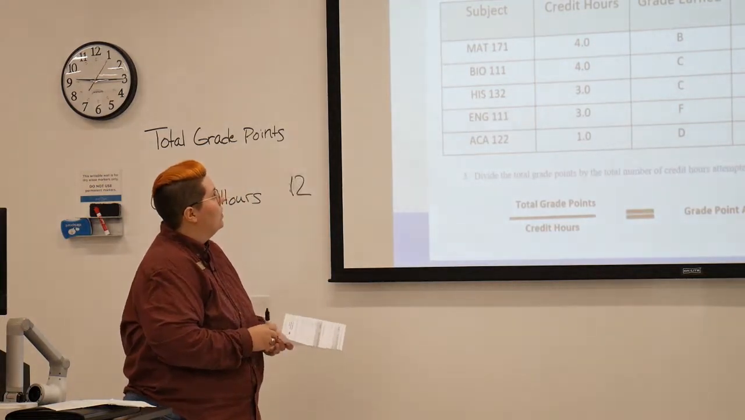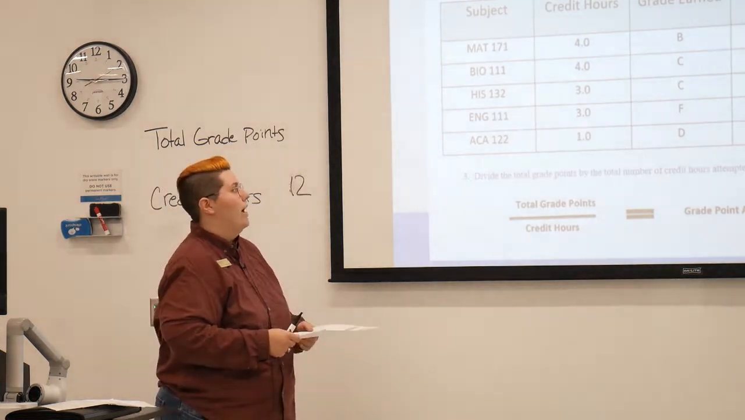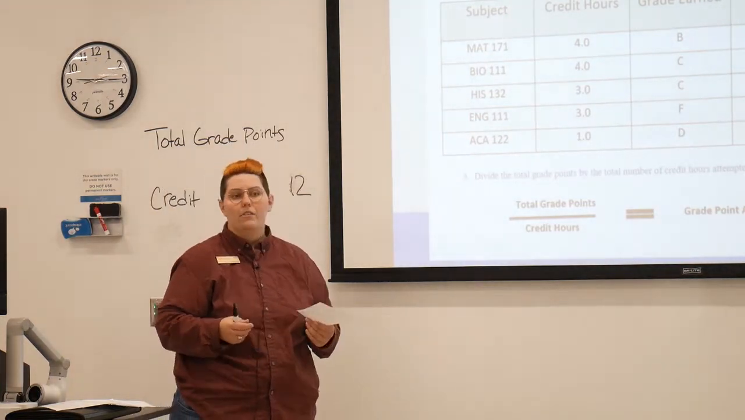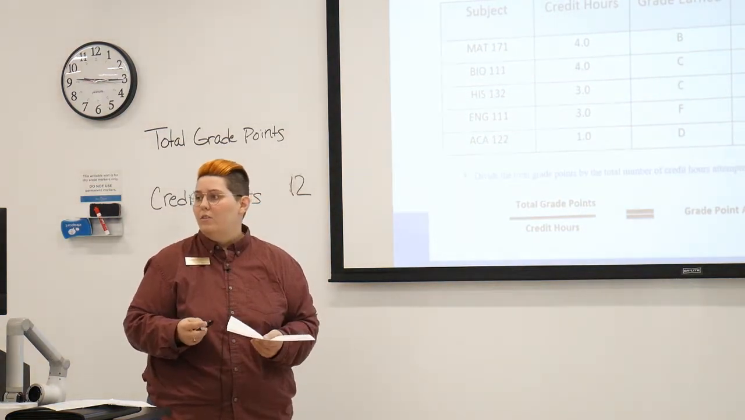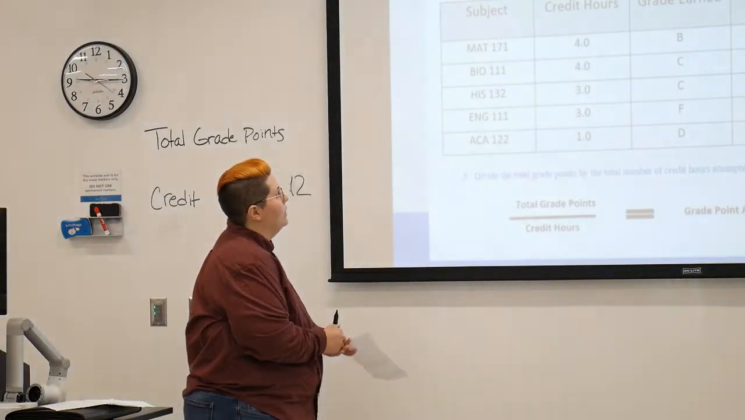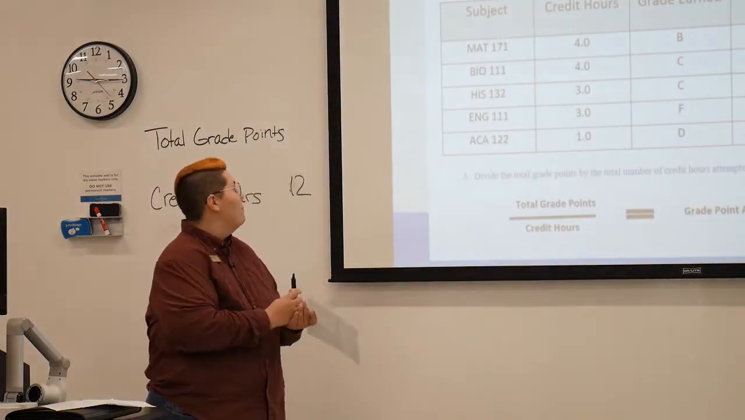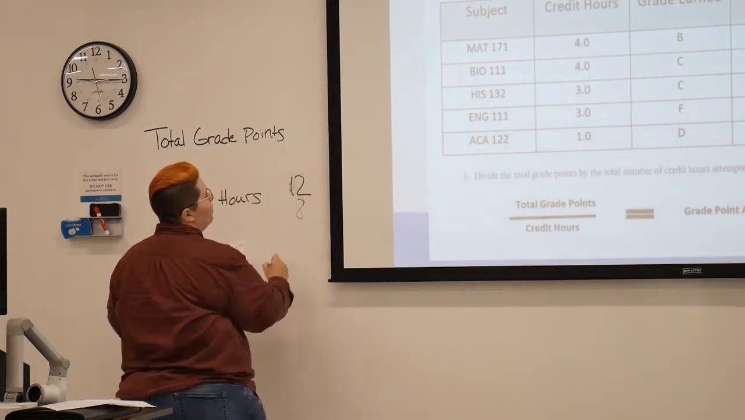Next, the student took Bio 111, and Bio 111 is also worth 4 credit hours, and the student received a C in the class. Would anyone in here like to volunteer how many grade points that C is worth? 2, yes, 2 grade points per credit. So you take the 4, multiply it by 2, that gives you the 8. So we'll write that over here.